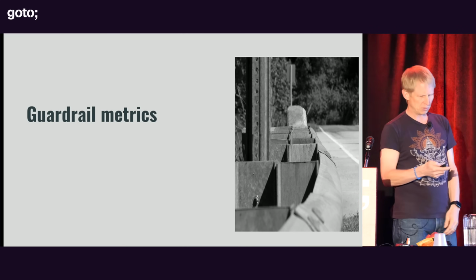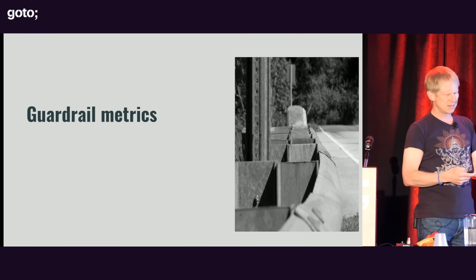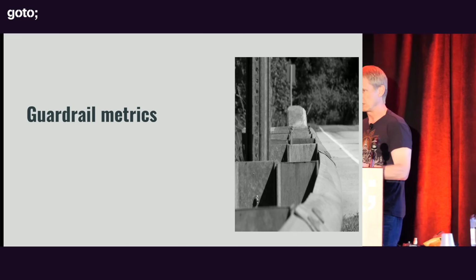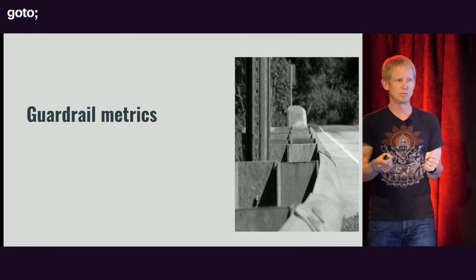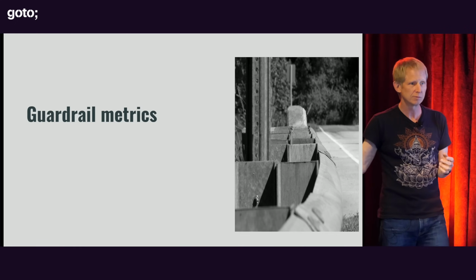So I mentioned guardrail metrics. This gets its name from the rails along the roads where, if you get a little sleepy and your car starts to go to the side, you go bang into something and something bad kind of happens, but you don't go off the cliff, right?